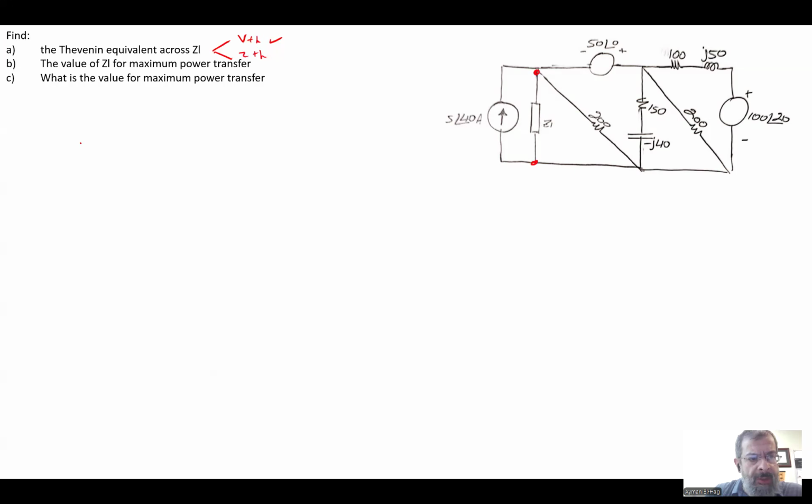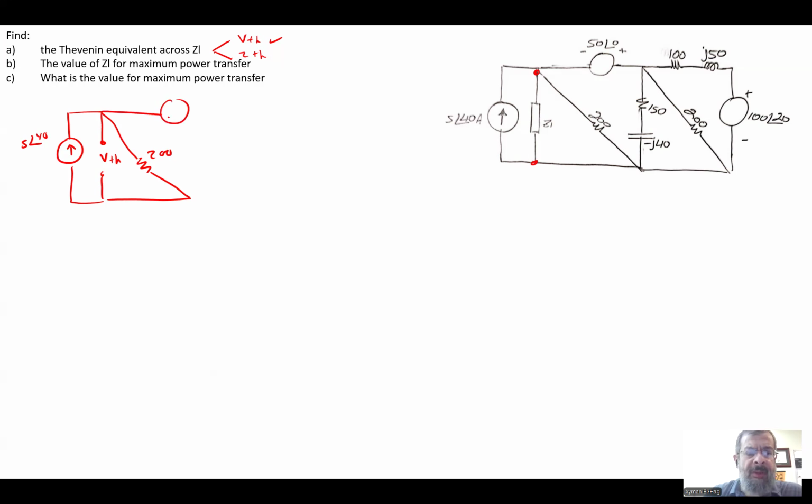So I will redraw the circuit now. This is the 5 angle of 40. Now this is your V Thevenin or V open circuit. Now we have here an impedance diagonal. It doesn't really matter if it's diagonal or not. What matters is between which two nodes.